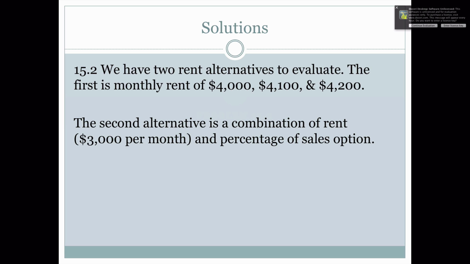And the second alternative is a combination of rent of $3,000 a month and a percentage of sales. So we're going to see how to do the percentage of sales on this problem, and we're going to actually be a little bit redundant on our monthly rent.